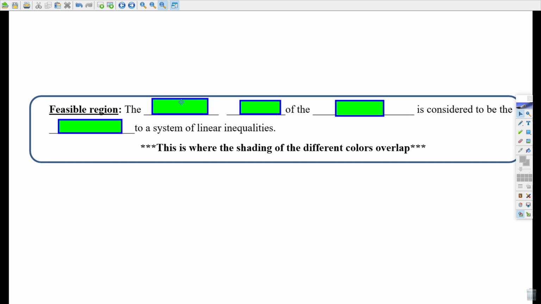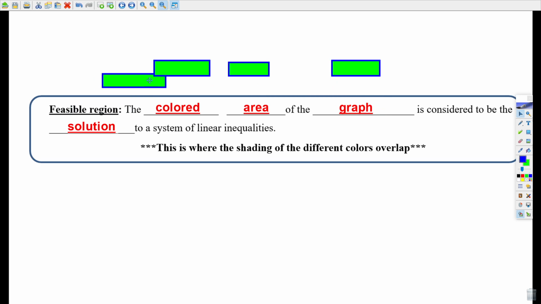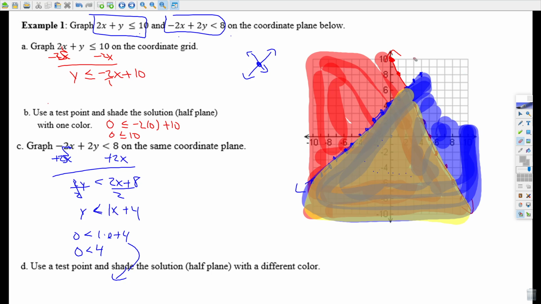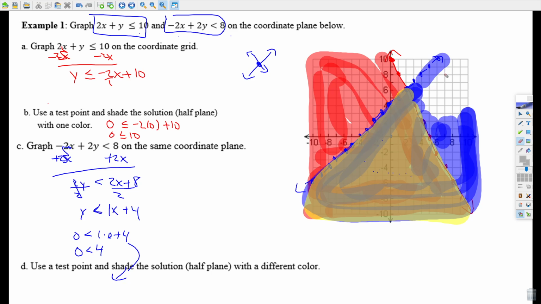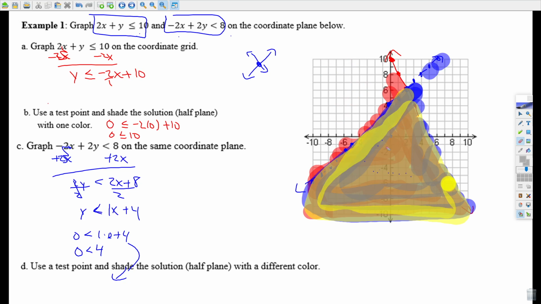So it's called the feasible region. What is it specifically? That would be the colored area of the graph. It's considered to be the solution to a system of linear inequalities. So really the final area that you should have, if I were to go back real quick, technically, the final answer, oops, it's a little too big. To be technical about it, I wonder if I shouldn't have any of this shaded, and I wouldn't have any of this shaded. The final answer, technically, is just the feasible region, which is inside this area.